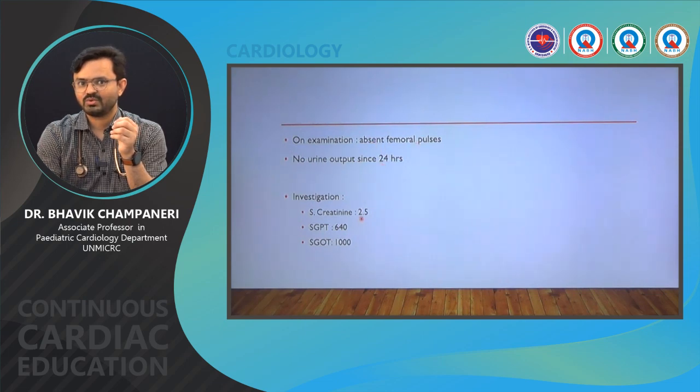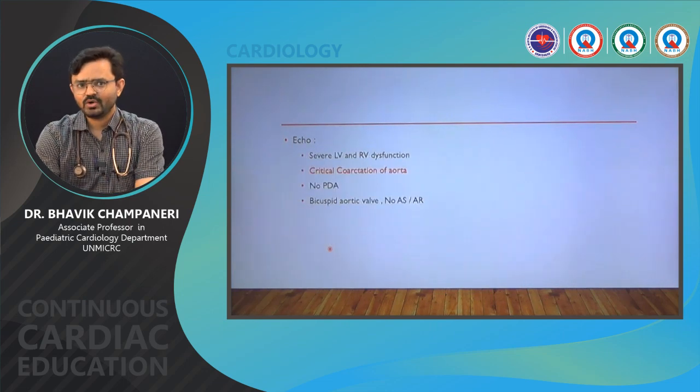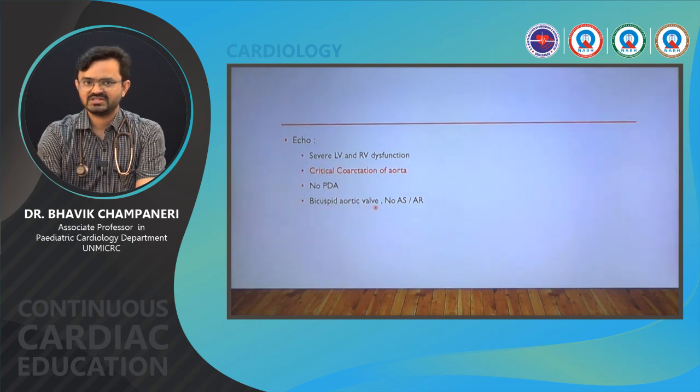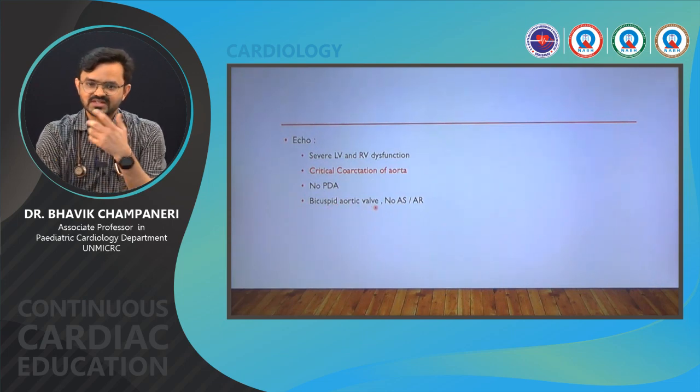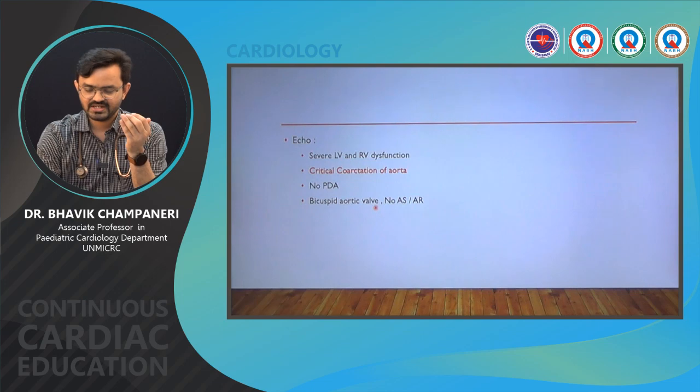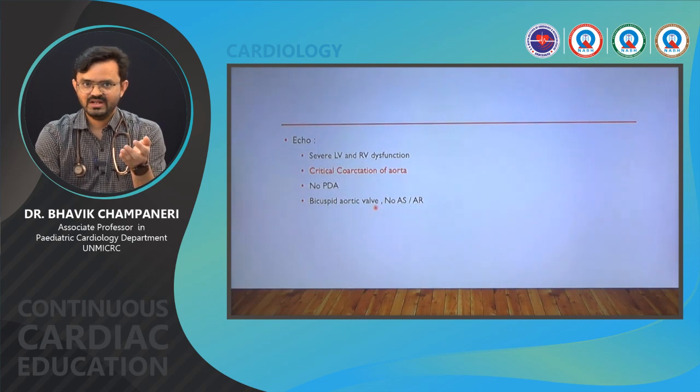Creatinine has gone up to 2.5, SGPT, SGOT both are elevated. Echo was done and it detected severe left ventricle as well as right ventricular dysfunction. There was a critical coarctation of aorta, no PDA. Bicuspid aortic valve, but no aortic stenosis or aortic regurgitation. So this is a case where the patient is compromised, patient is not fit. The ideal plan is to send this patient for coarctation repair, but he is not fit.